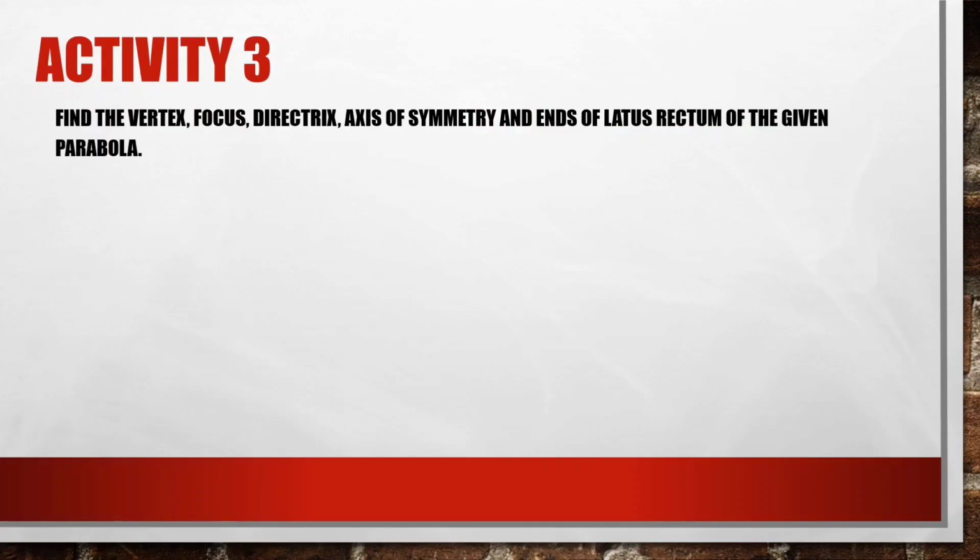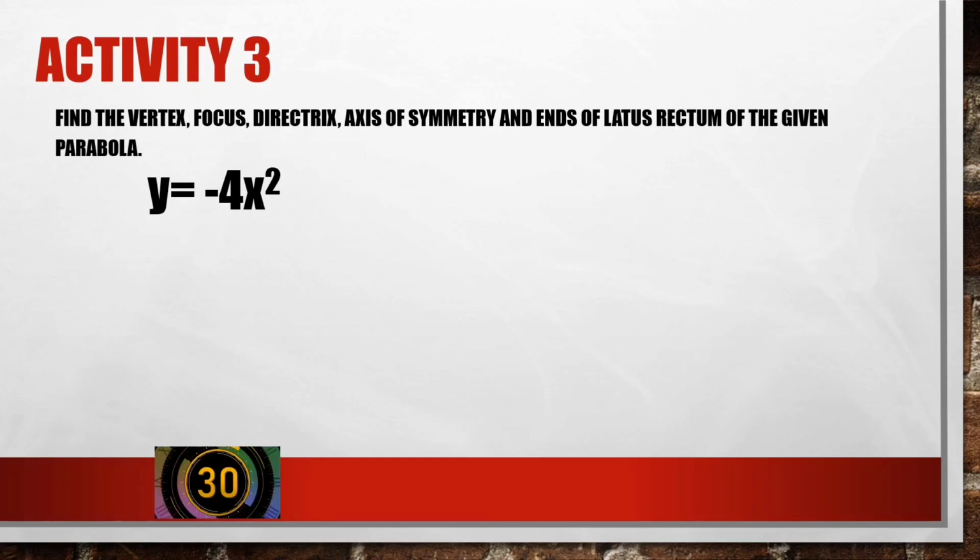Let's have another activity. Again, you are going to find the vertex, focus, directrix, axis of symmetry, and ends of latus rectum of the given parabola. Let's have the equation y is equal to negative 4x squared. You are again given 30 seconds to find the vertex, focus, directrix, and ends of the latus rectum. So your time starts now.